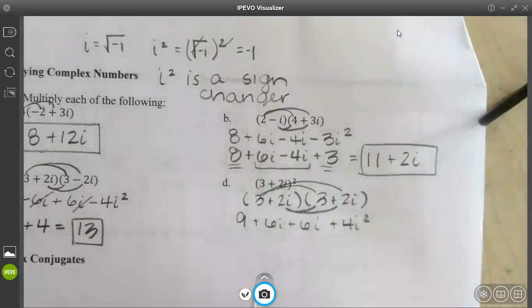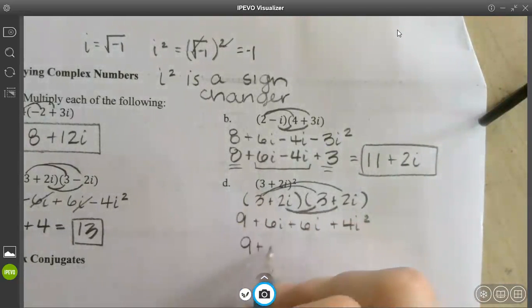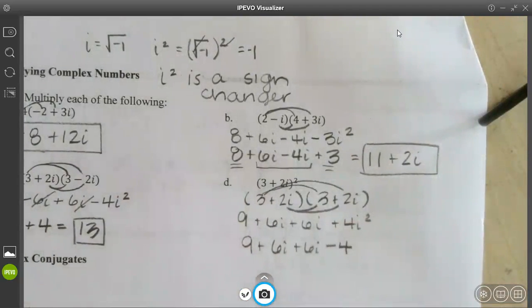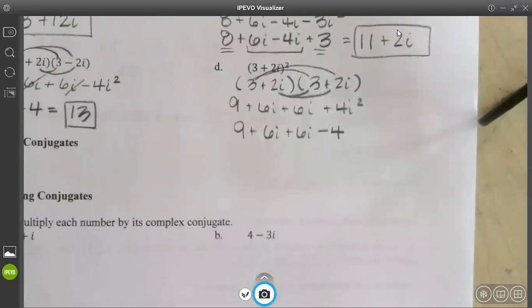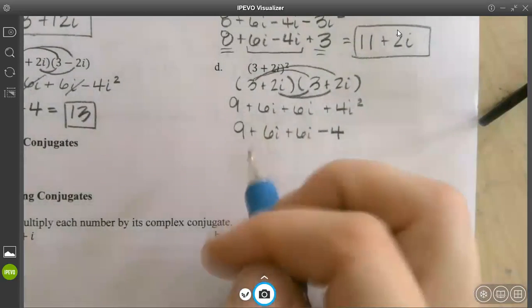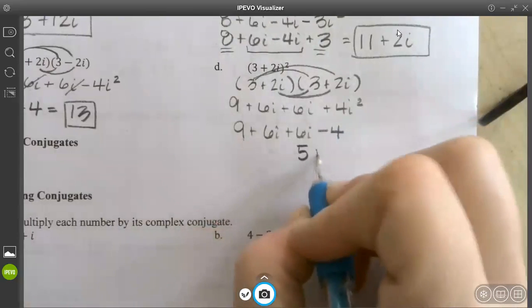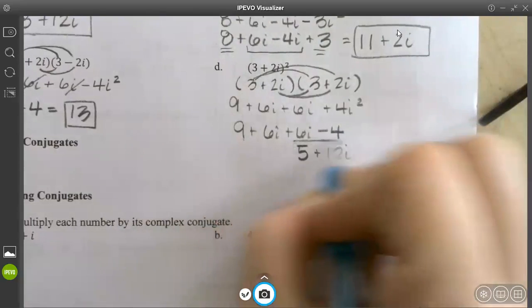What do we say about i squared? It's a sign changer. So we have 9 plus 6i plus 6i. Sign change it to -4. If you can do all this at one time, then please do it all at one time. It's fine. 9 minus 4, 5. 6i plus 6i, 12i.